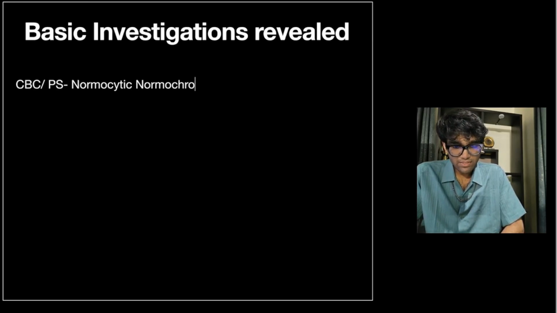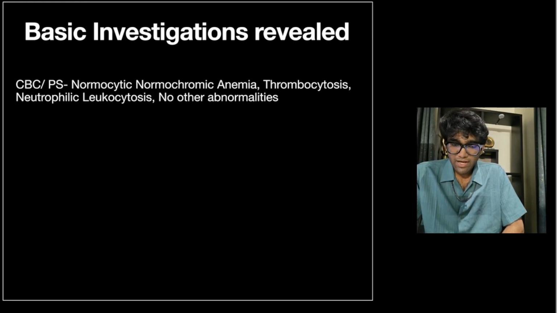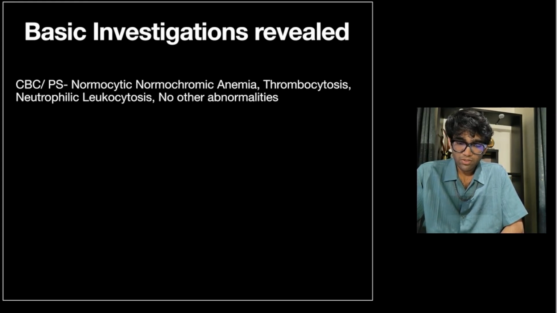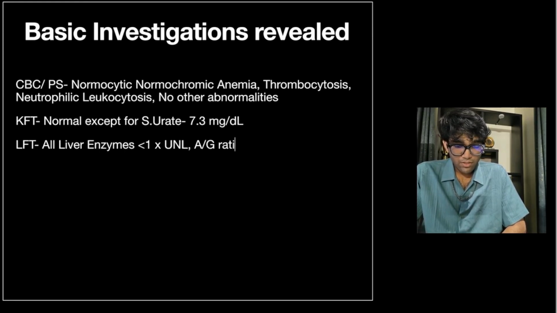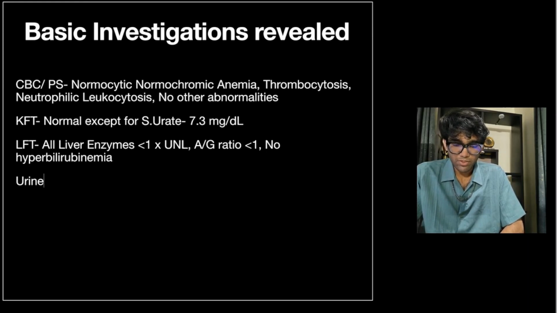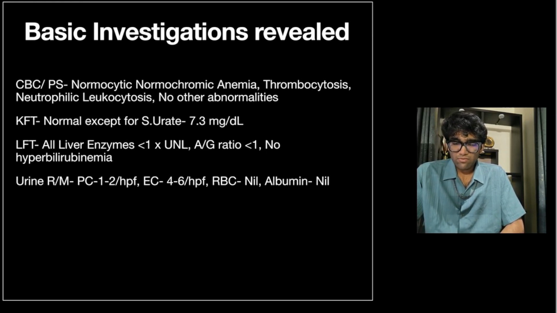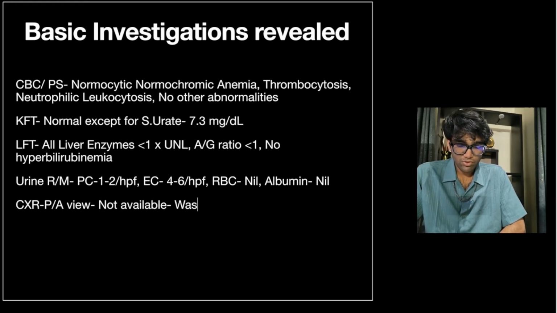Basic investigations in this patient showed that the CBC had normocytic normochromic anemia and some thrombocytosis. There was neutrophilic leukocytosis, but no other abnormalities. The KFT was normal except for an elevated serum uric acid level. The LFT showed the enzymes were less than 1 times the upper normal limit, so they were not elevated. The albumin globulin ratio was normal, and there was no hyperbilirubinemia. The urine routine was not very significant, with epithelial cells of 4 to 6 per high power field, and there was no urinary albumin present.